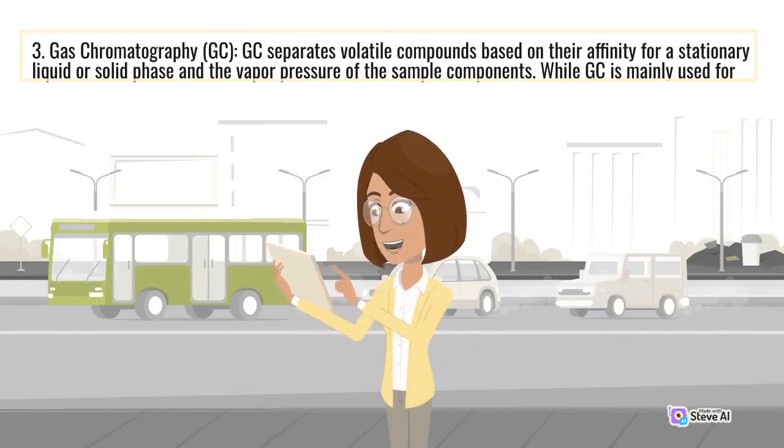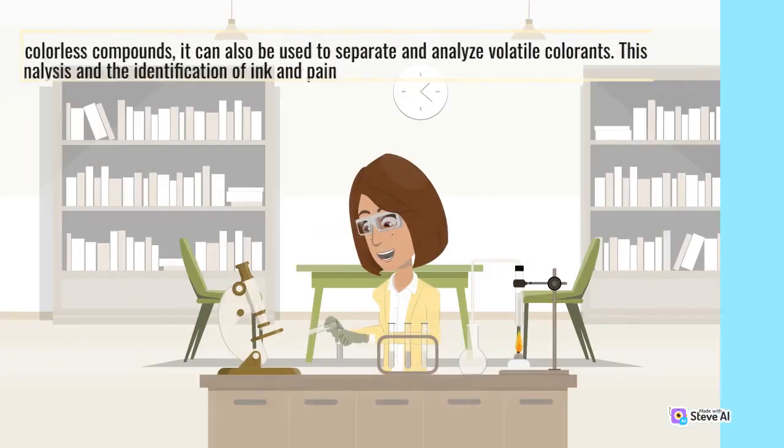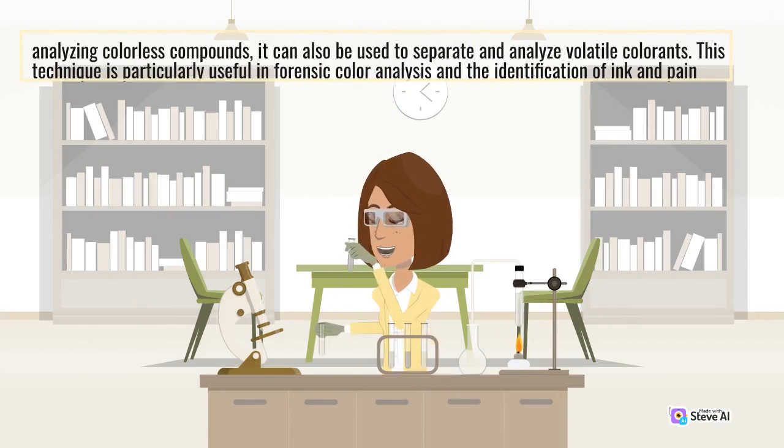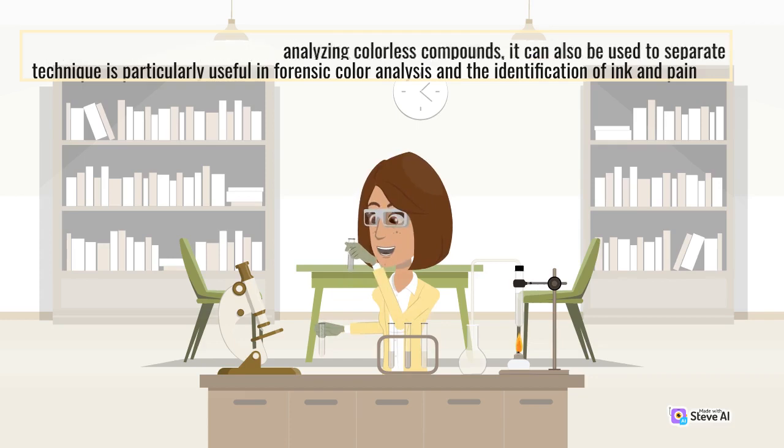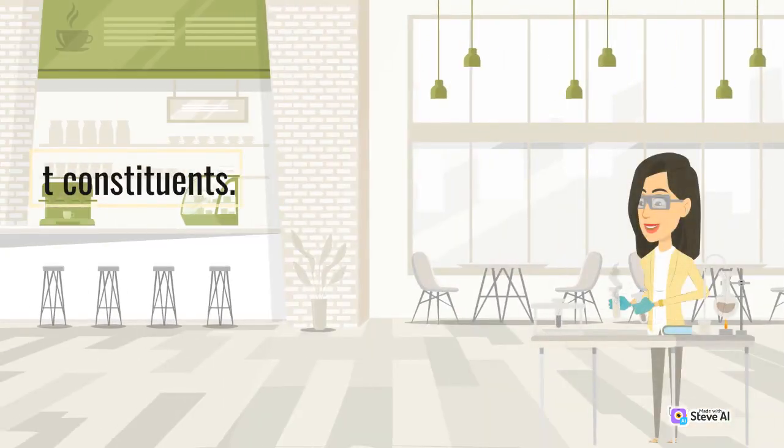3. Gas chromatography, GC. GC separates volatile compounds based on their affinity for a stationary liquid or solid phase and the vapor pressure of the sample components. While GC is mainly used for analyzing colorless compounds, it can also be used to separate and analyze volatile colorants. This technique is particularly useful in forensic color analysis and the identification of ink and paint constituents.